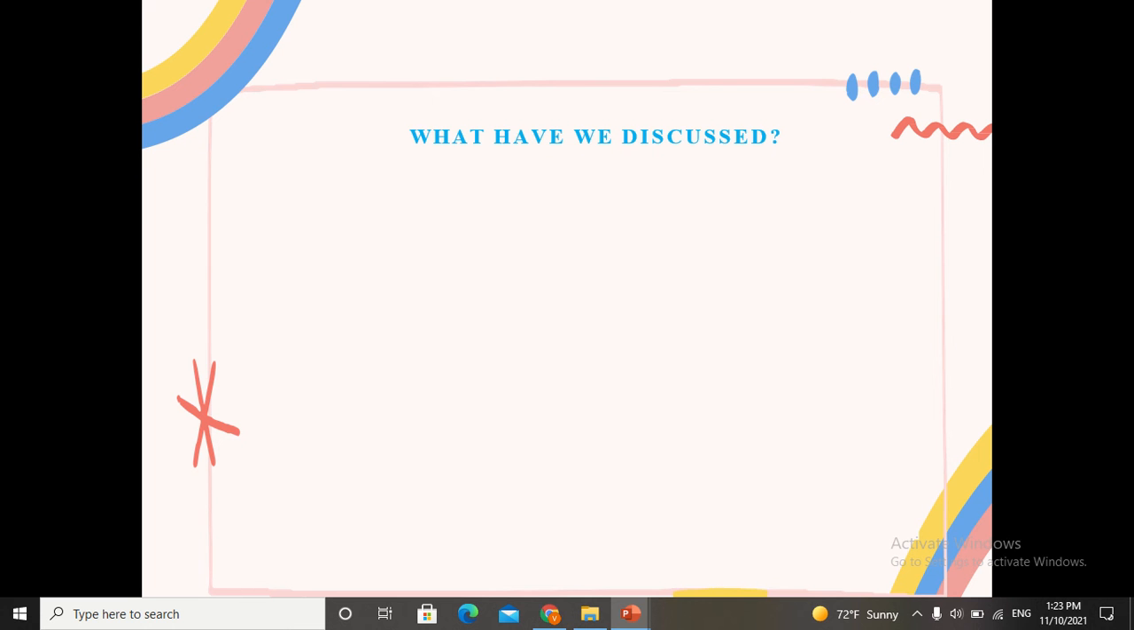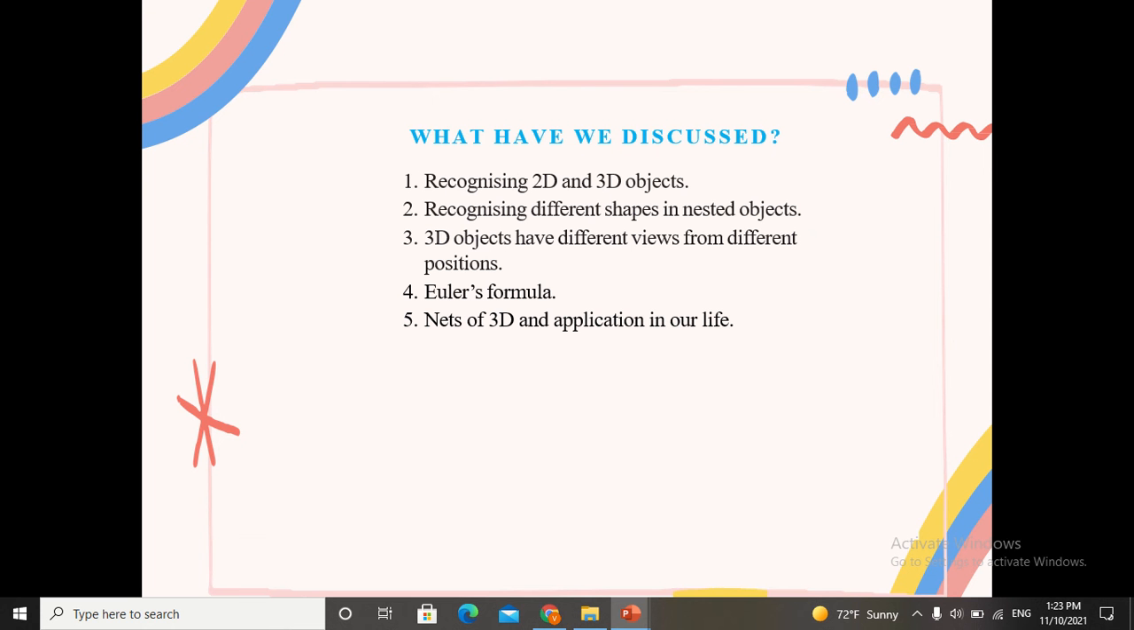What have we discussed? 1. Recognizing 2D and 3D objects. 2. Recognizing three-dimensional shapes and nets of objects. 3. 3D objects have different views from different positions. 4. Euler's formula. 5. Nets of 3D shapes and application in our life.